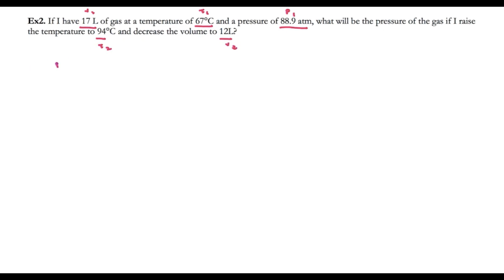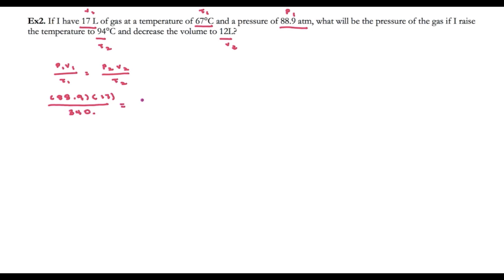All right, so my pressure is 88.9 atmospheres. My volume is 17 liters. And my temperature, I need to take 67 and I need to add 273 to that. So I get 340. And I'm going to put 340 point because I just don't want any decimal places, but I want all 3 of these numbers to be significant.